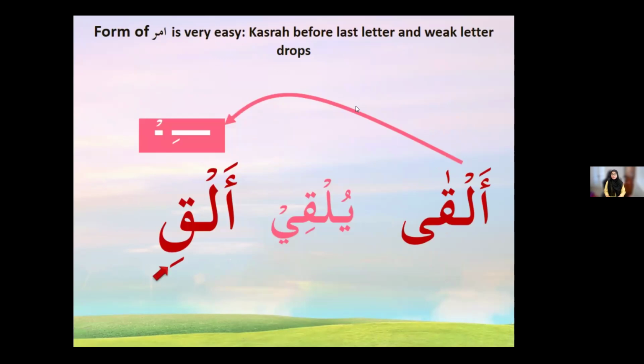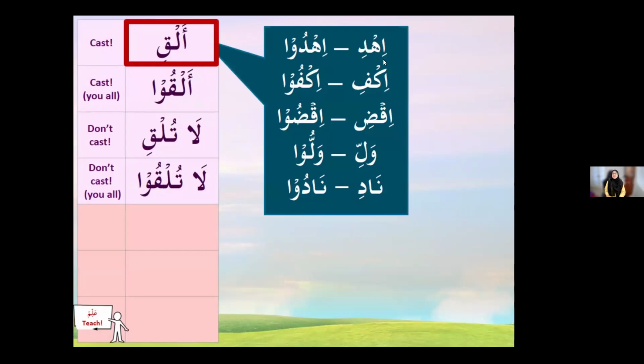Okay. Fa'al Amr. Alqa. All you have to do is see what happens here. The weak letter over there is ya. In this alqa, ya runs away, disappears, and you just put a kasra. So it becomes alqi. Okay, so it's easy. Alqa, yulqi, alqi. It's an order. Alqi. That means cast, throw.